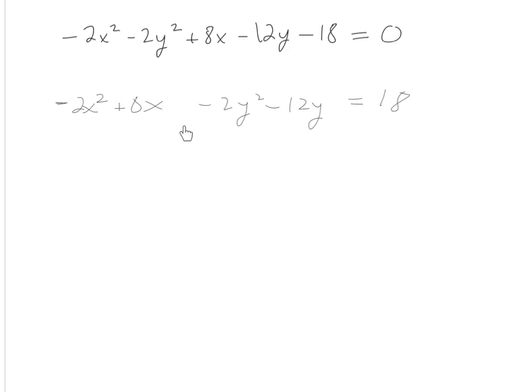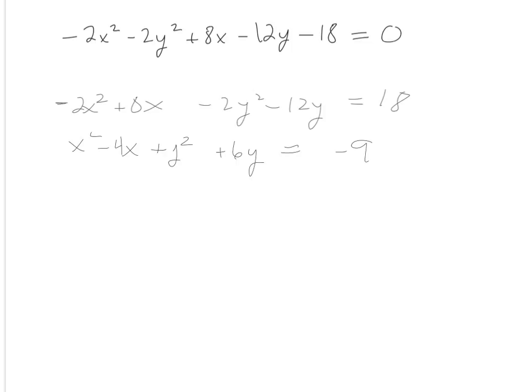And I definitely know I'm going to have to be completing the square here to figure out what's going on. And that means that this negative 2 in front of the x squared is going to have to go, and so is that negative 2 as well. So I'm just going to go ahead and divide everybody by negative 2 to see what happens. That's going to give me x squared minus 4x. If I divide negative 2y squared by negative 2, I'll have a positive y squared. Dividing negative 12 by negative 2 gives me a positive 6y. And that's going to equal, of course, 18 divided by negative 2, which is negative 9.